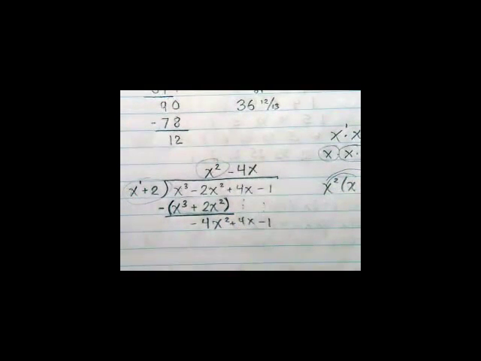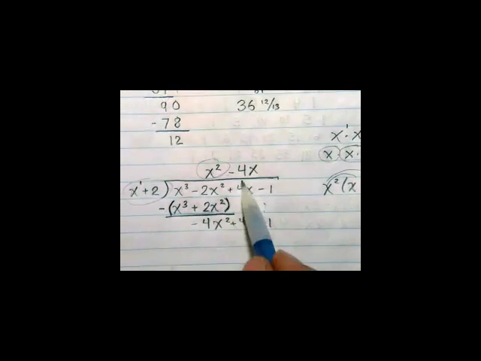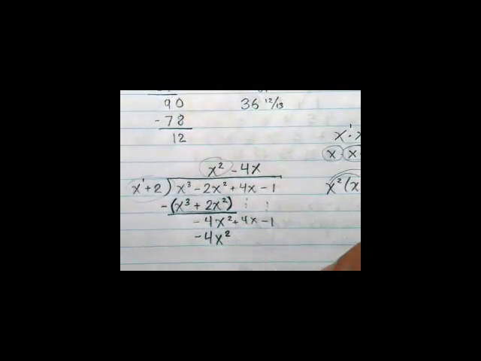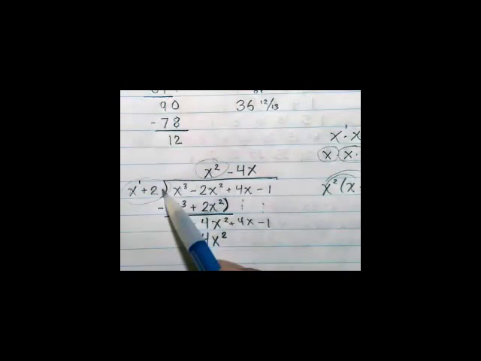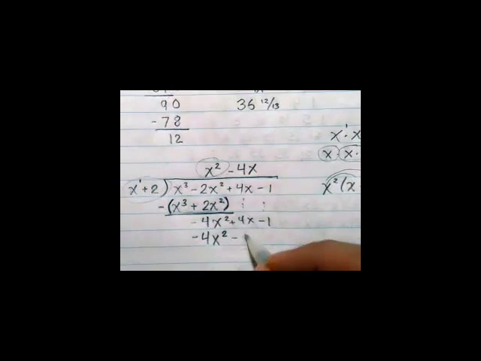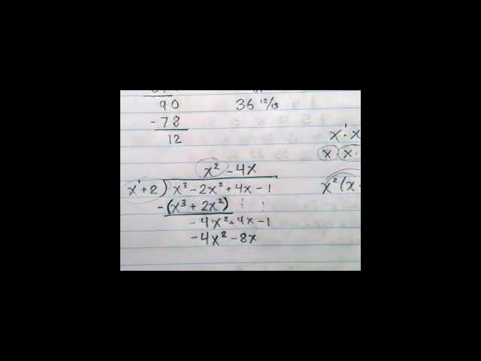Negative 4x. What do you need to multiply by x to get negative 4x squared? Negative 4x. Okay, negative 4x times an x is negative 4x squared. Okay? Negative 4x times 2 is negative 8x.